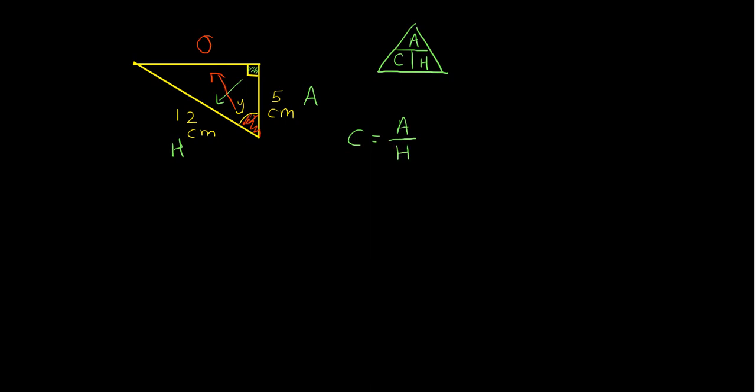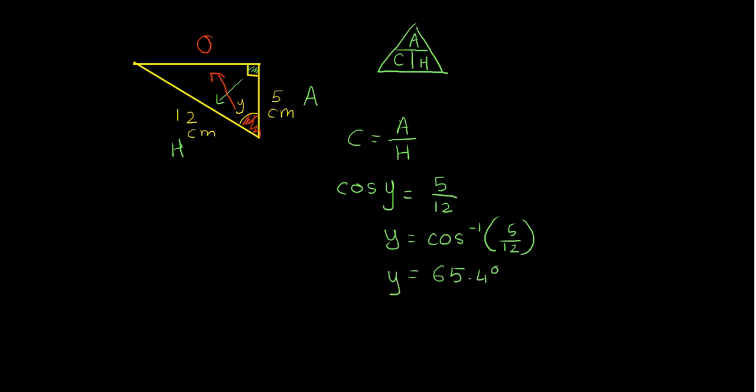So let's substitute in the values. Cos y is equal to adjacent 5 over 12. So in order to find y, I'm going to do the inverse cos of 5 over 12. That's 65.4 degrees to 3 significant figures.